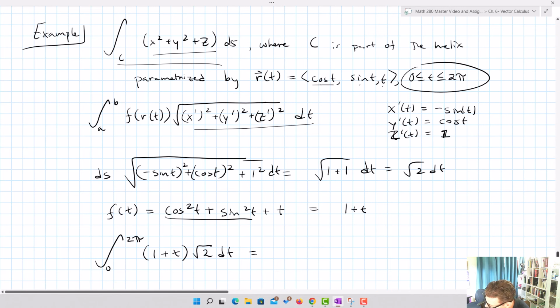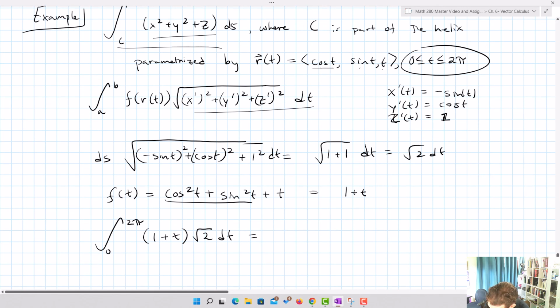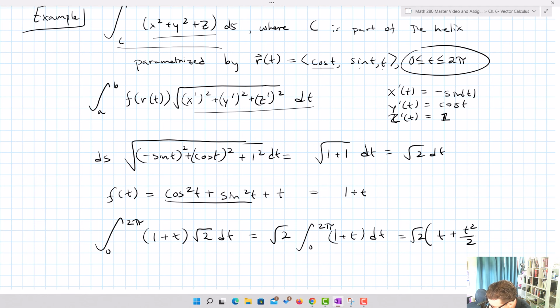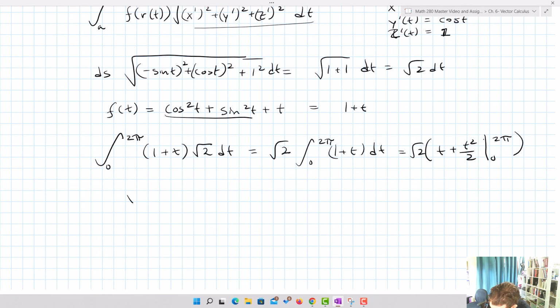And since that is actually fairly simple to integrate, we've got the square root of 2 times the integral from 0 to 2 pi of 1 plus t dt. This ends up equaling root 2 times t plus t squared over 2, evaluated from 0 to 2 pi. And so what we get is root 2 times 2 pi plus, and this is going to end up being 4 pi squared over 2, so it's 2 pi squared.